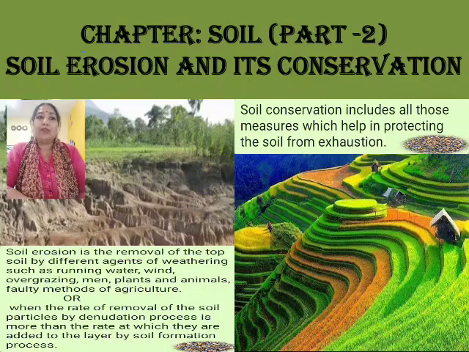Soil erosion is the removal of the topsoil by different agents of weathering such as running water, wind, overgrazing, men, plants and animals, and even the faulty methods of agriculture. There is one more definition which you can write: when the rate of removal of soil particles by denudation process is more than the rate at which they are added to the layer by soil formation process.